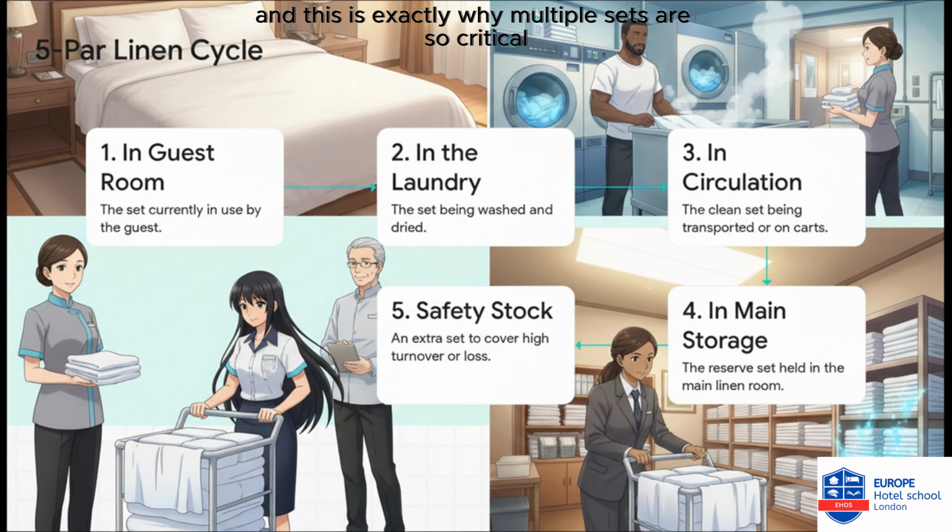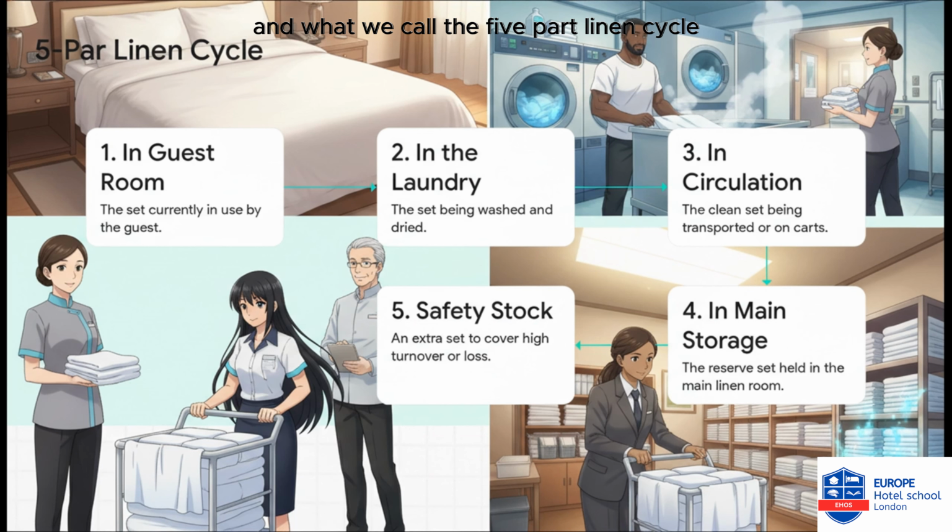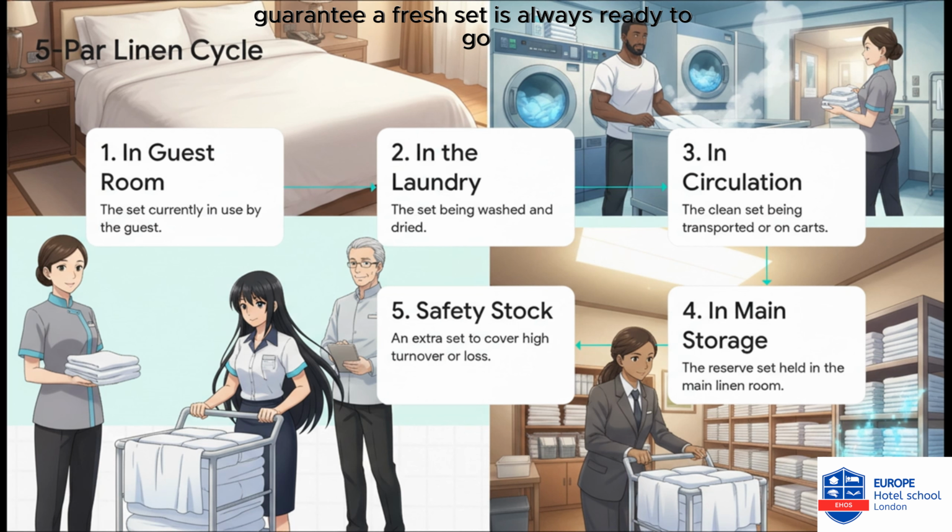And this is exactly why multiple sets are so critical. In what we call the 5-part linen cycle, which is standard for luxury properties, you have one set in the guest room, a second one down in the laundry, a third one that's clean and in circulation, a fourth resting in main storage, and a fifth as a safety stock. Each step represents a PAR, and you need all of them to absolutely guarantee a fresh set is always ready to go.